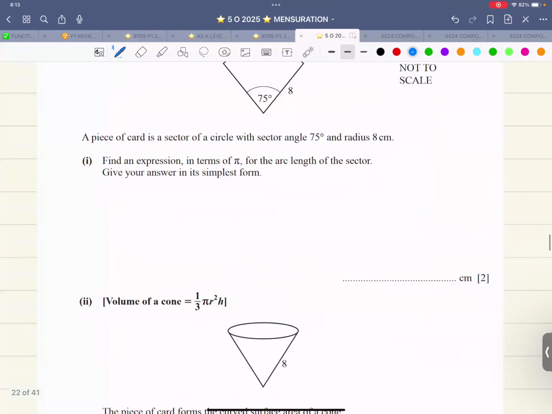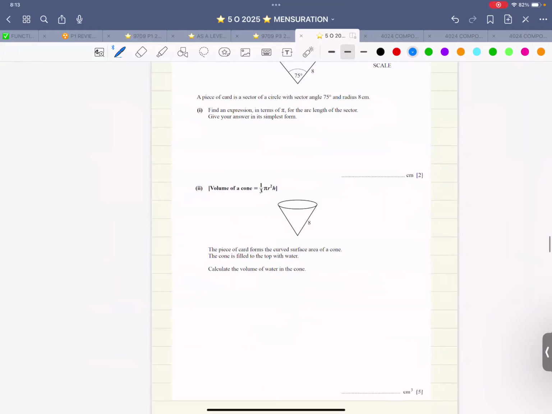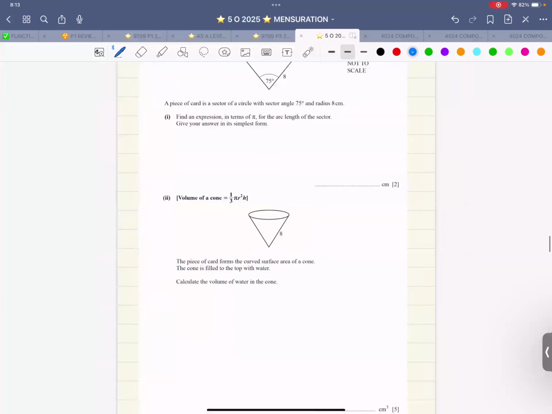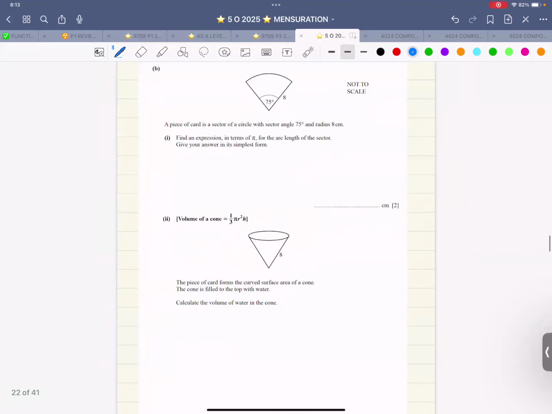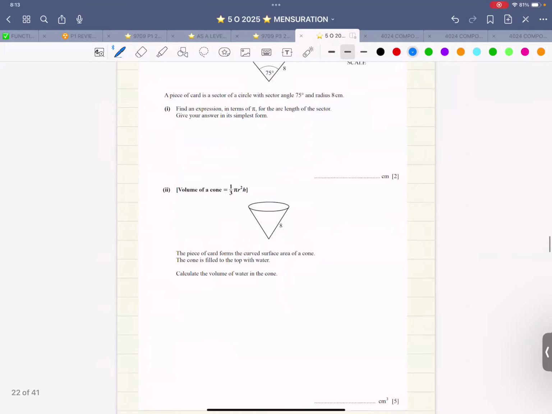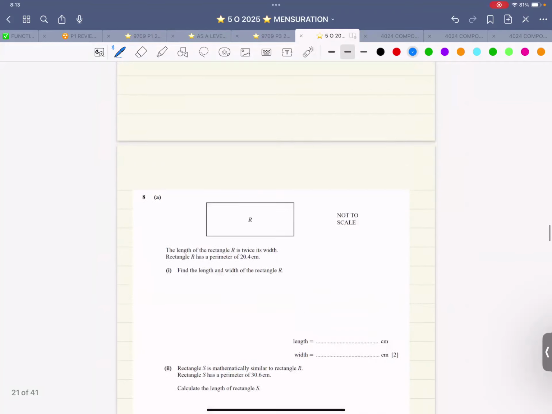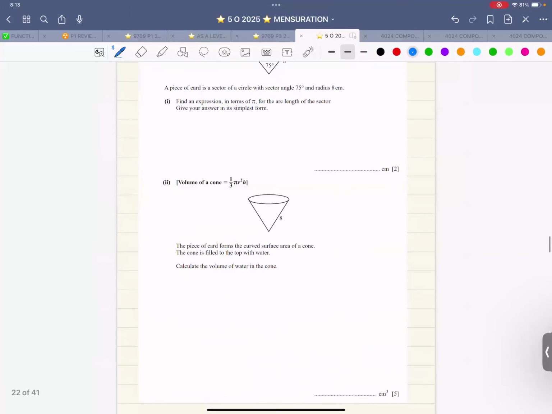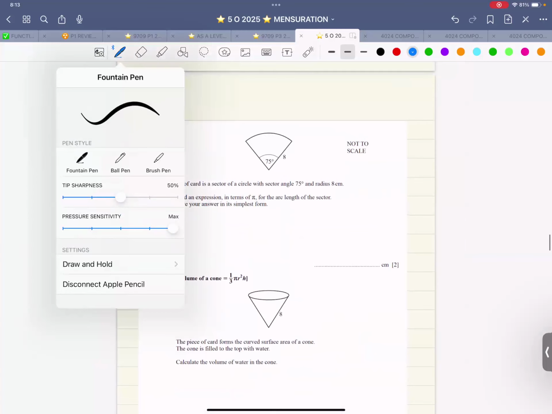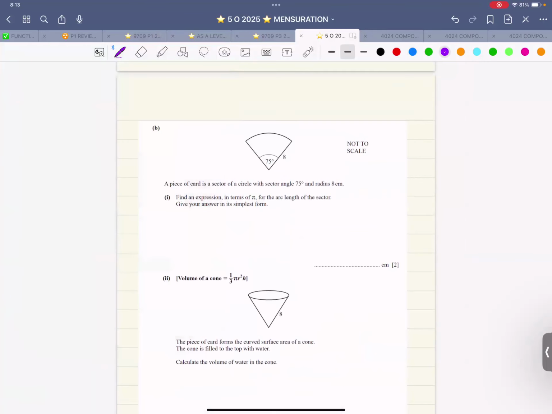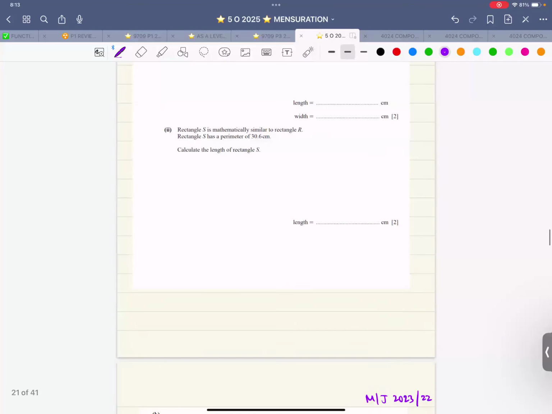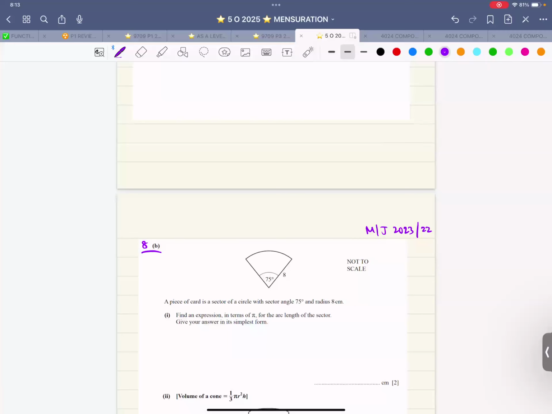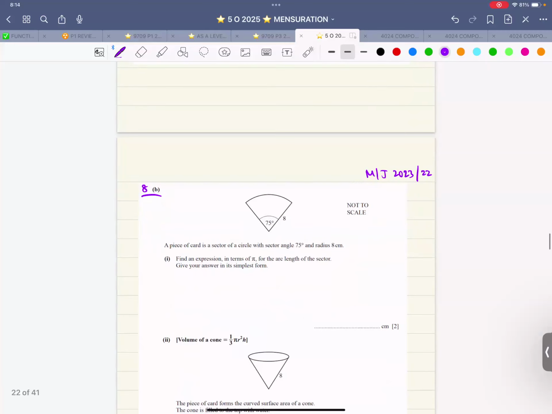Try out this question. What you see on the screen, that is for paper 2. Which year is this? This is May, June 2023, variant 22. Let me also write it over here: May, June 2023, variant 22. I don't remember the name, I think this is 8B. That is this question.